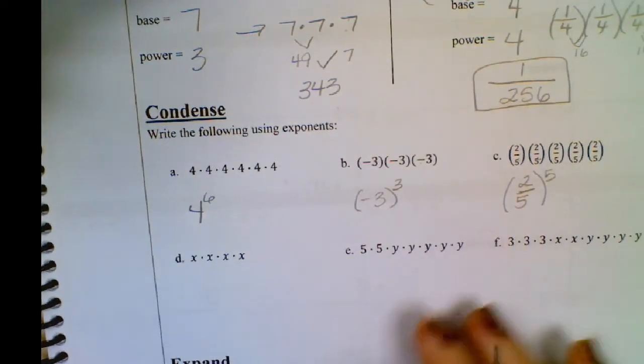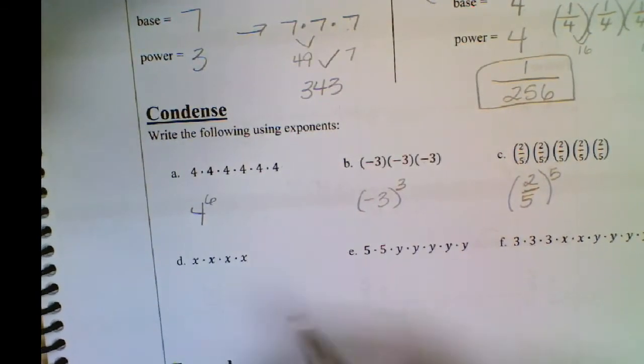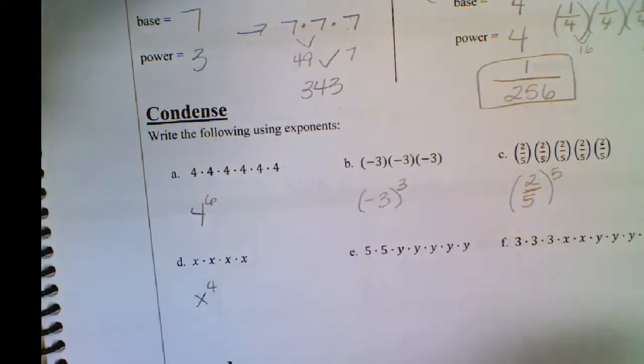Okay, I'm not asking you to multiply them out at this point. We'll get to that. My base is x. Bases can also be variables. We're going to deal with those a lot. We already kind of have. And I have 4 of those.